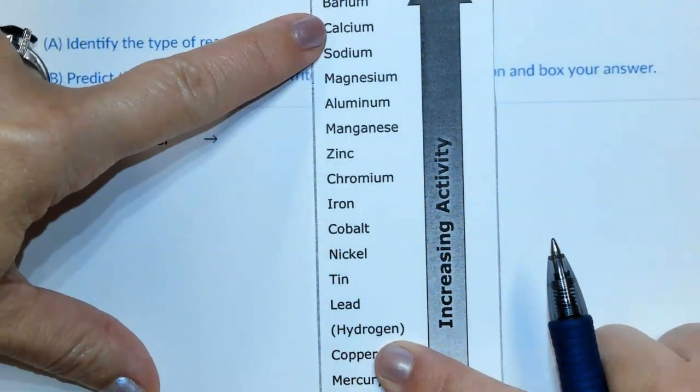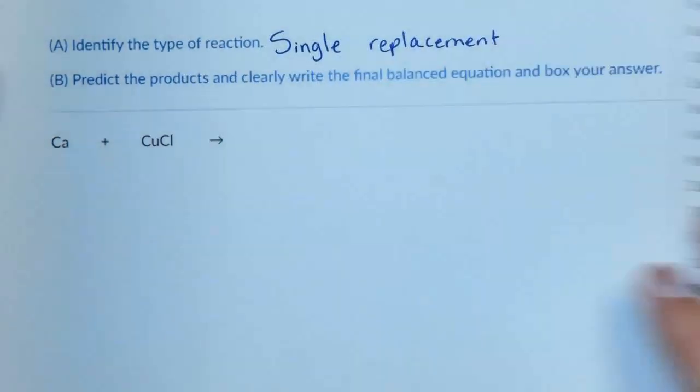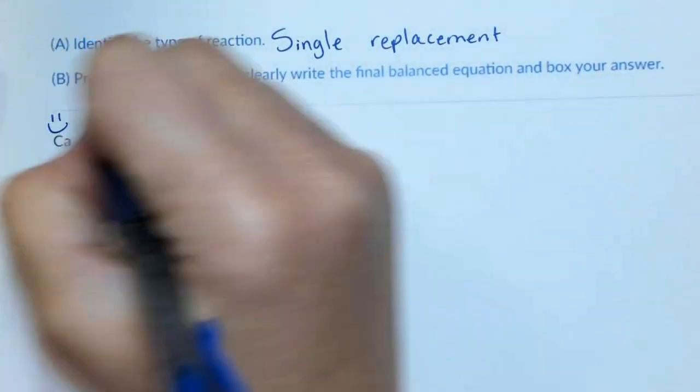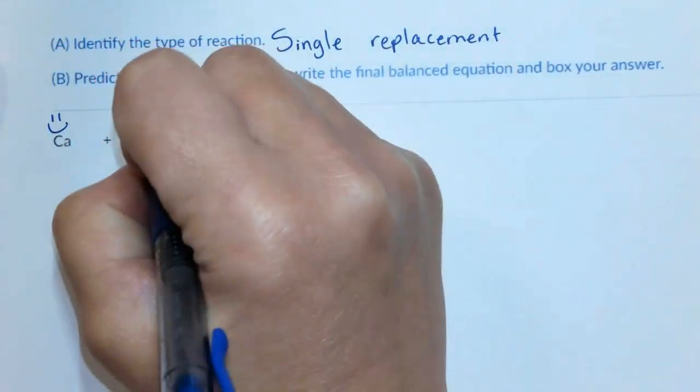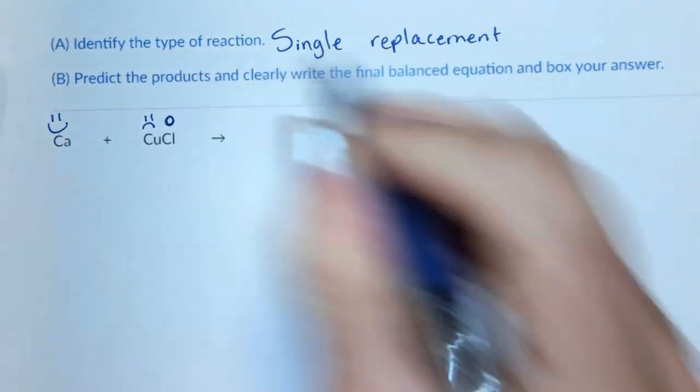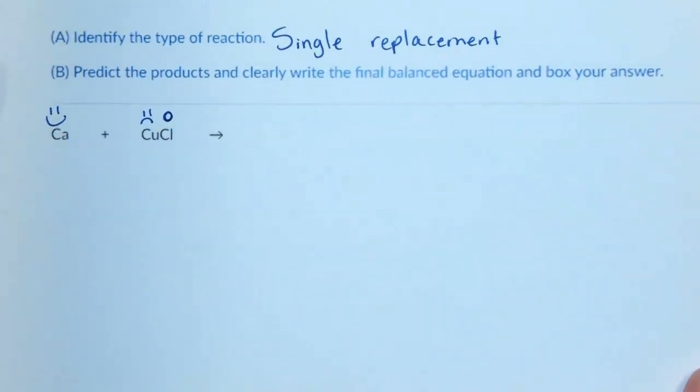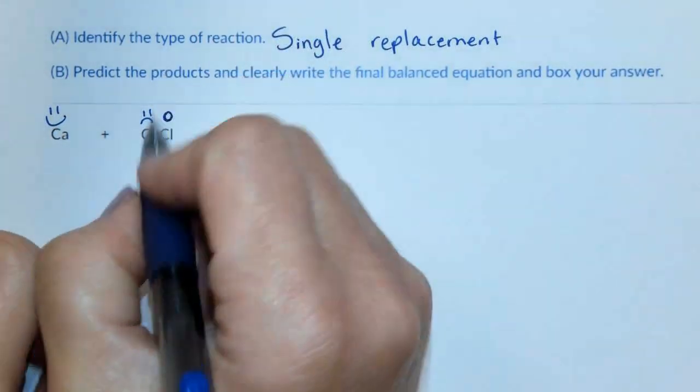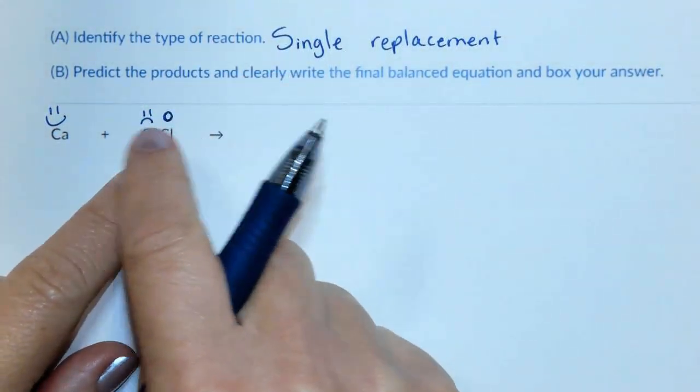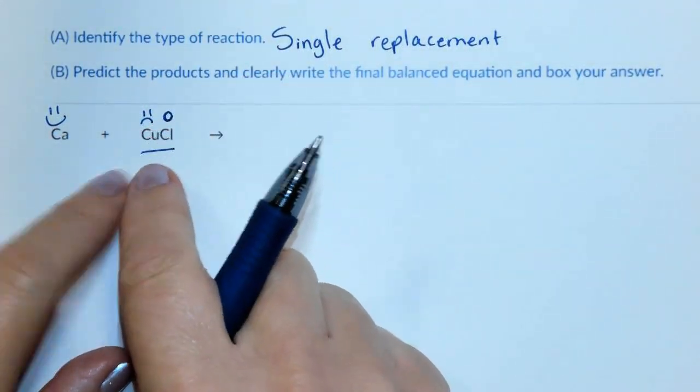Here is calcium and copper is way down here at the bottom. So we're going to give calcium a smile and copper a frown. Calcium gets a smile, copper gets a frown, and the chlorine, we're going to kind of give it a little circle random shape. Now, is the copper and the chloride a happy couple? It is not a happy couple.